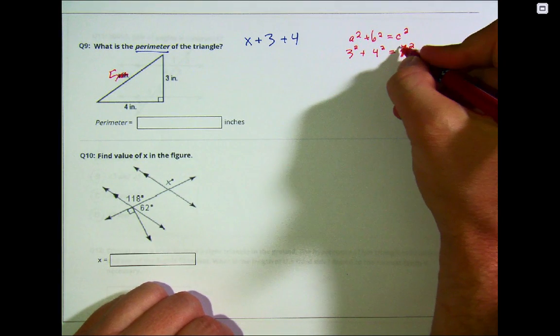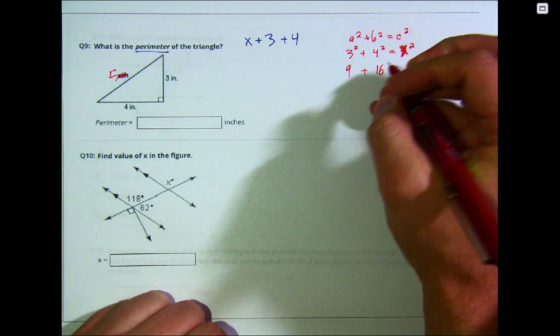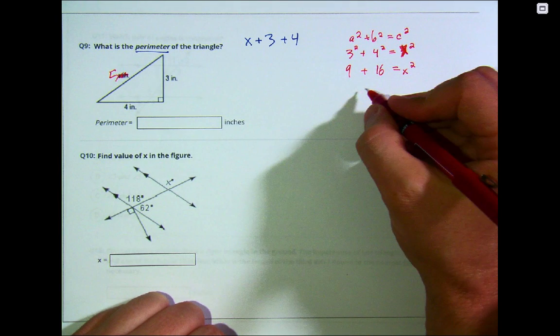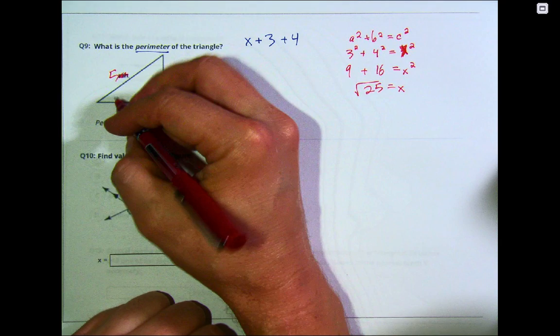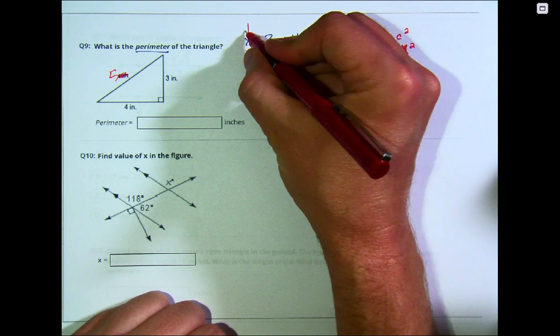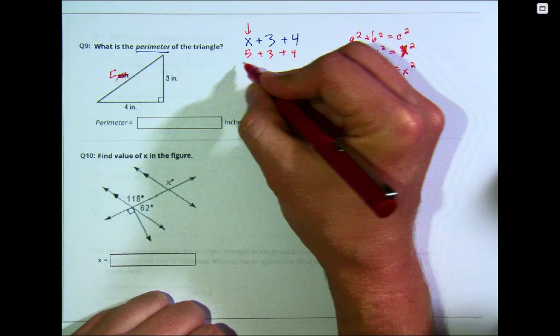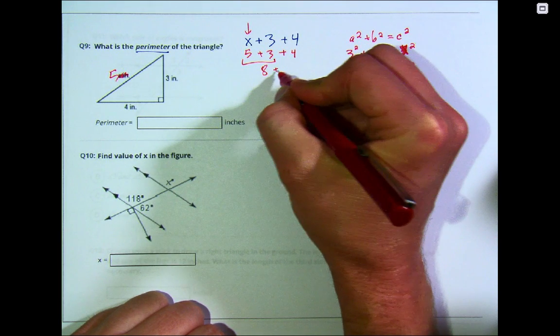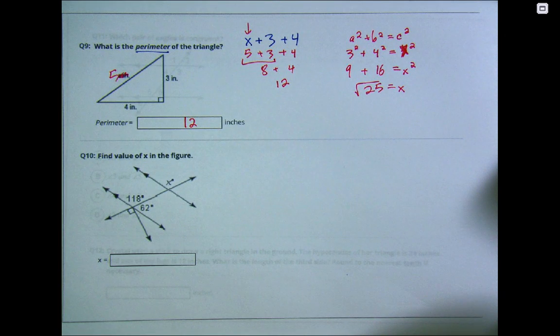Could we have solved this? Yeah, that's 9, that's 16, equals x squared. So if you didn't remember that, you'd have gotten 25, and then you'd have square rooted it. And so somehow we would have known that that's 5. So if this is a 5 plus 3 plus 4, we've got 8 plus 4, which is the perimeter is 12. Okay, not too bad once you kind of think your way through that.